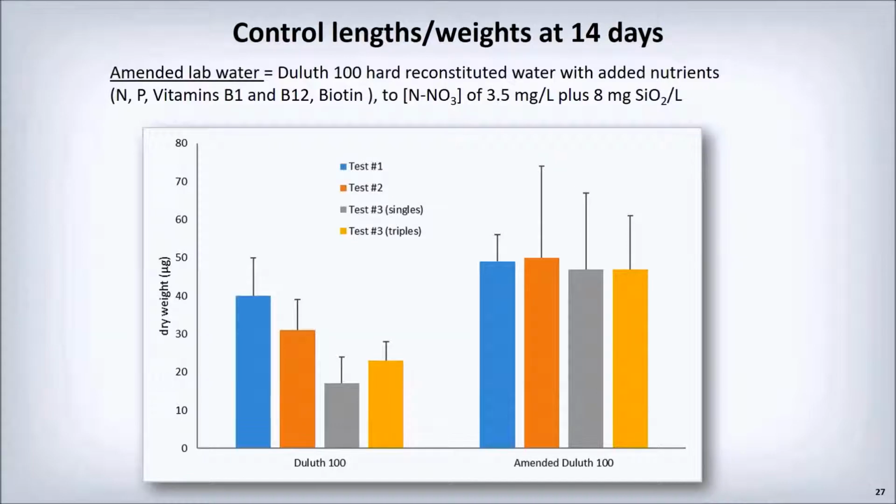But what you see, on the left, the left bars are the standard reconstituted water with no nutrient additions. On the right is the amended with the nutrient additions. And as you can see, the calculated dry weights are consistently higher, significantly higher, and much more consistent in the amended Duluth water. So this is suggesting that if we keep the quality of the diatom biofilms high by adding nutrients to the water, we can get much better growth over 14 days. And again, this is longer than an effluent test that we would do, but this is just a test of the principle. But adding these nutrients makes the mayflies grow much better.